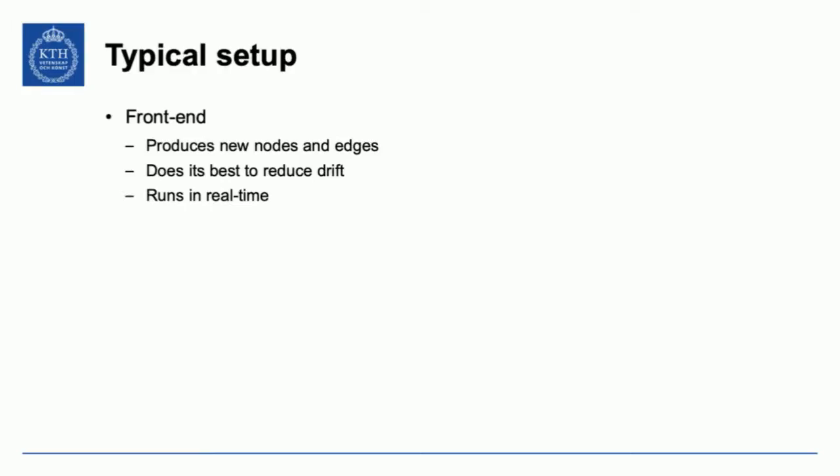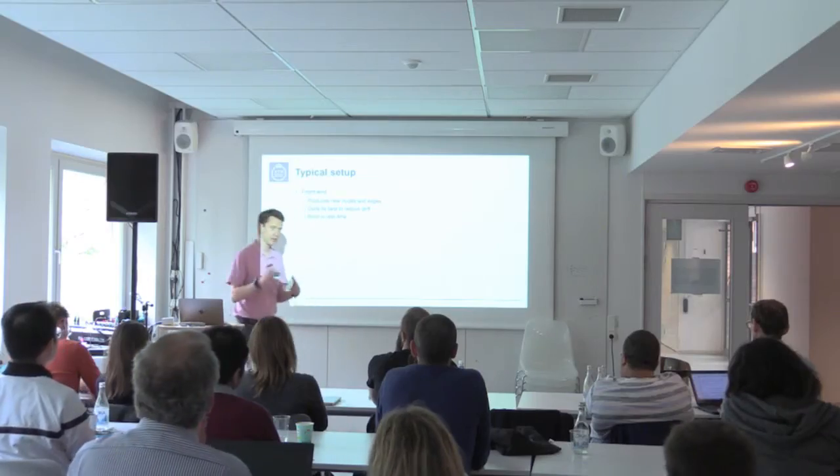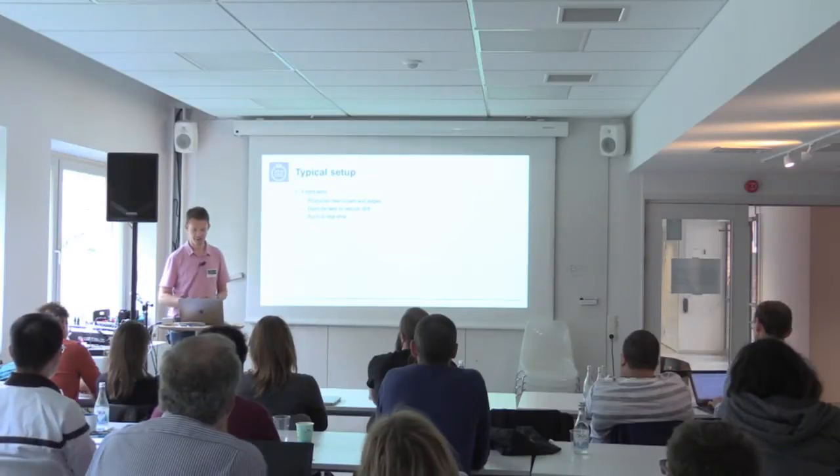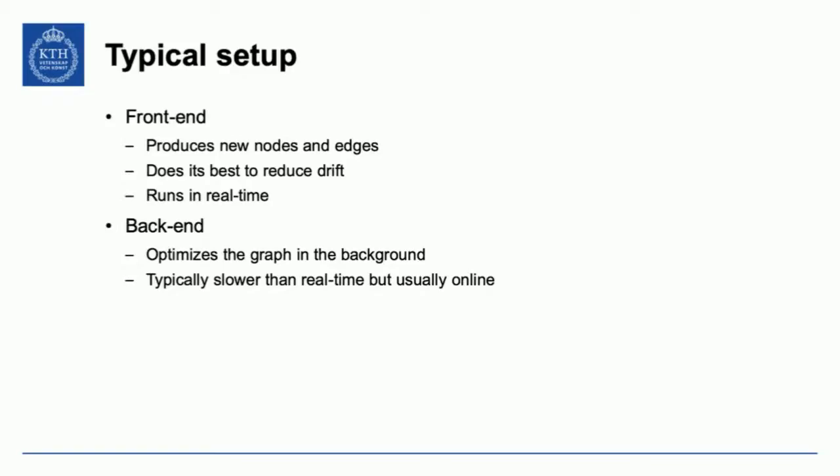The typical setup in a SLAM system today is that you have something called the front end. That would be the system that produces the new nodes. If I'm moving around here and my system is trying to estimate my position, the front end would spit out nodes as I'm moving. It would spit out nodes corresponding to the measurements, and the front end would try to do its best to reduce the uncertainty as much as possible, but it would not care about the global optimization of the graph. This is something that is offloaded to the so-called back end.